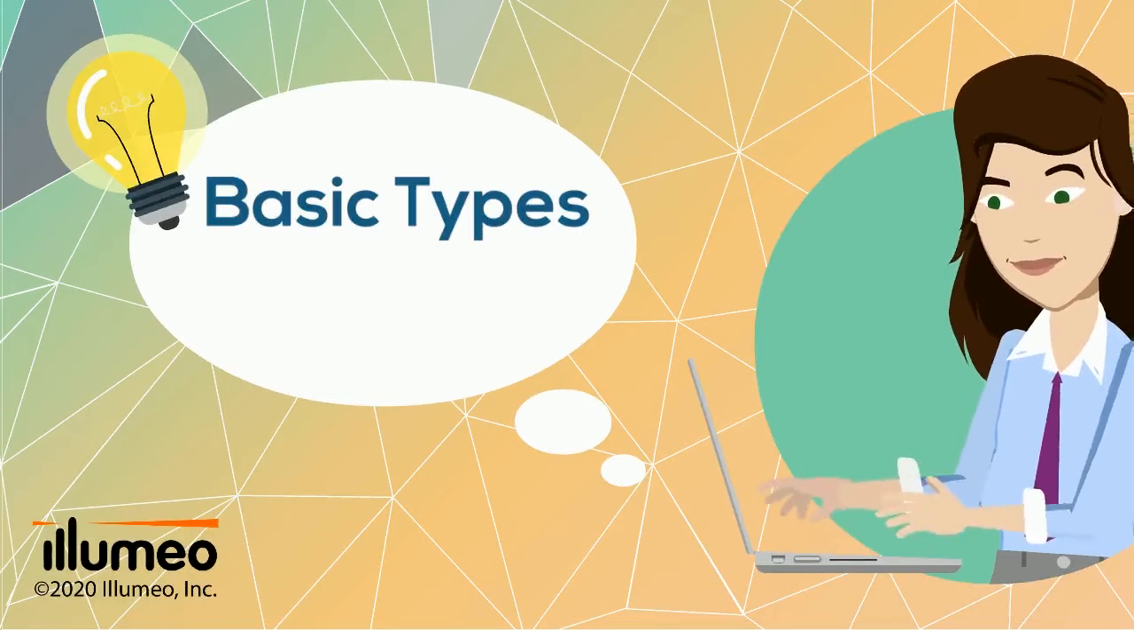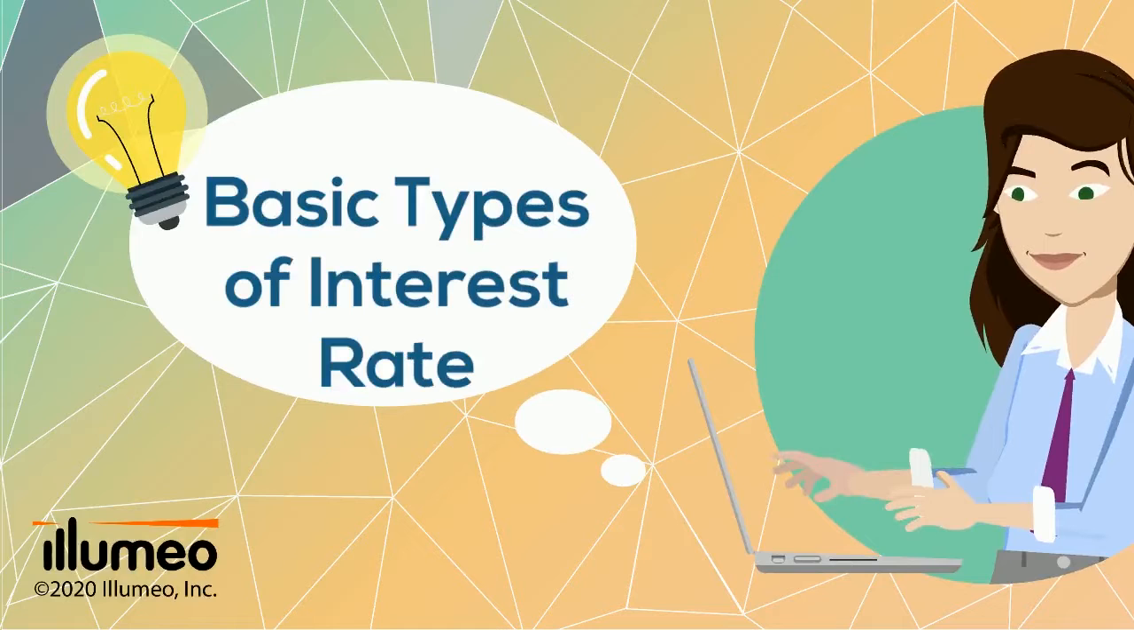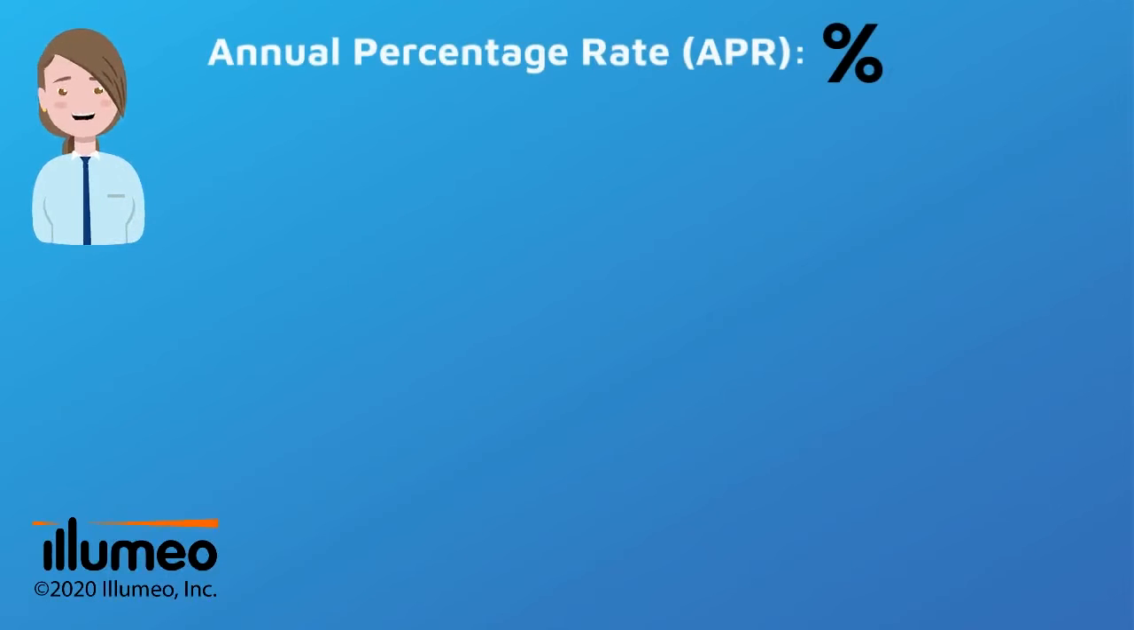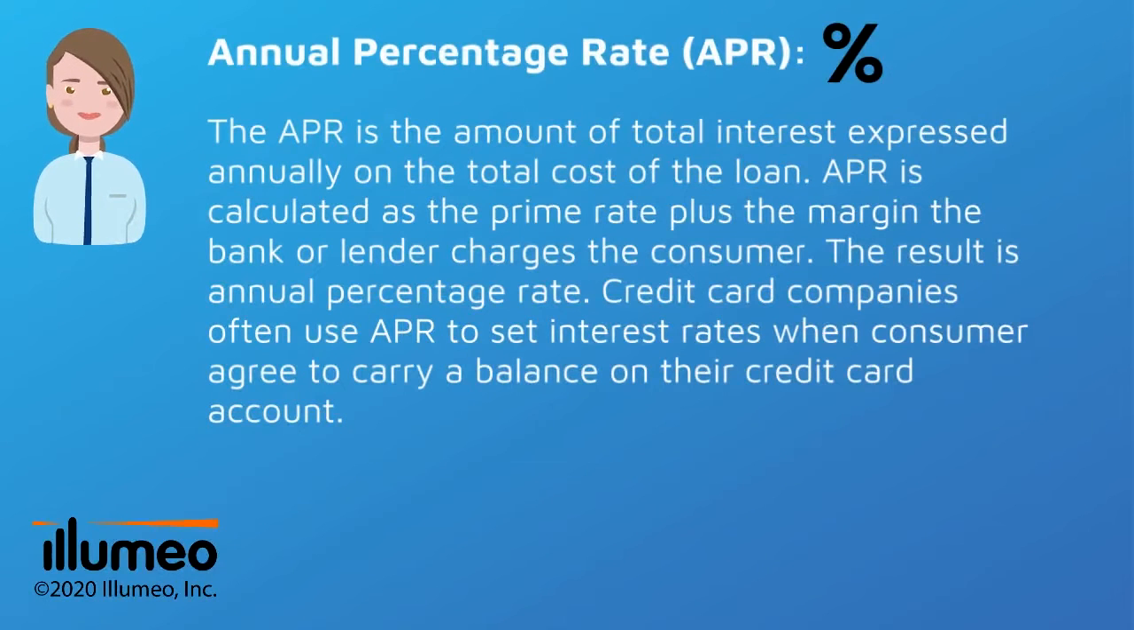Basic types of interest rate. Annual percentage rate, APR. The APR is the amount of total interest, expressed annually on the total cost of the loan. APR is calculated as the prime rate, plus the margin the bank or lender charges the consumer. The result is annual percentage rate. Credit card companies often use APR to set interest rates when consumers agree to carry a balance on their credit card account.